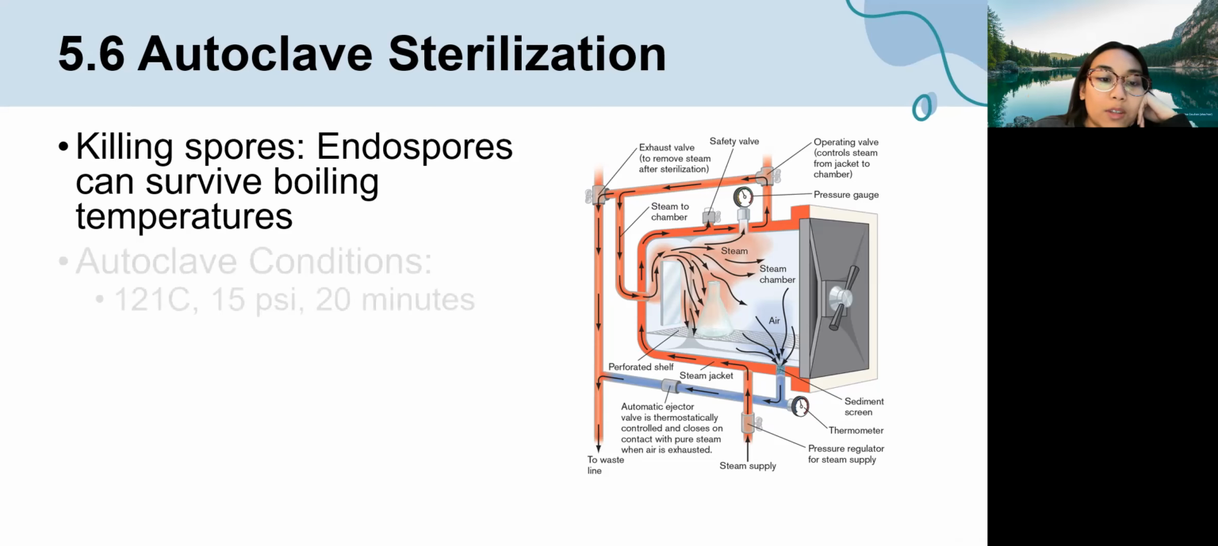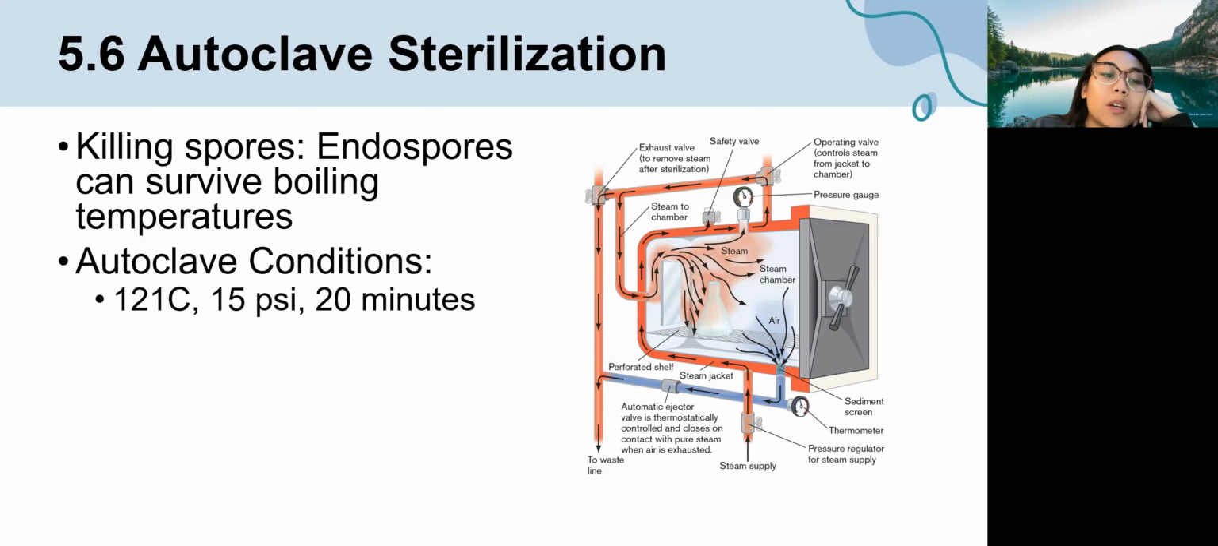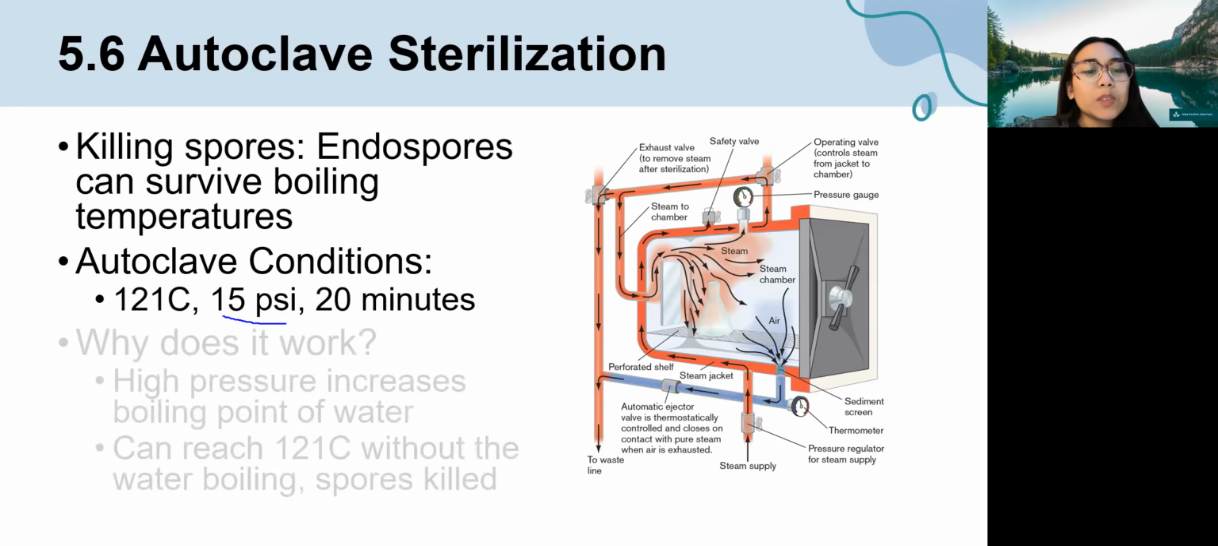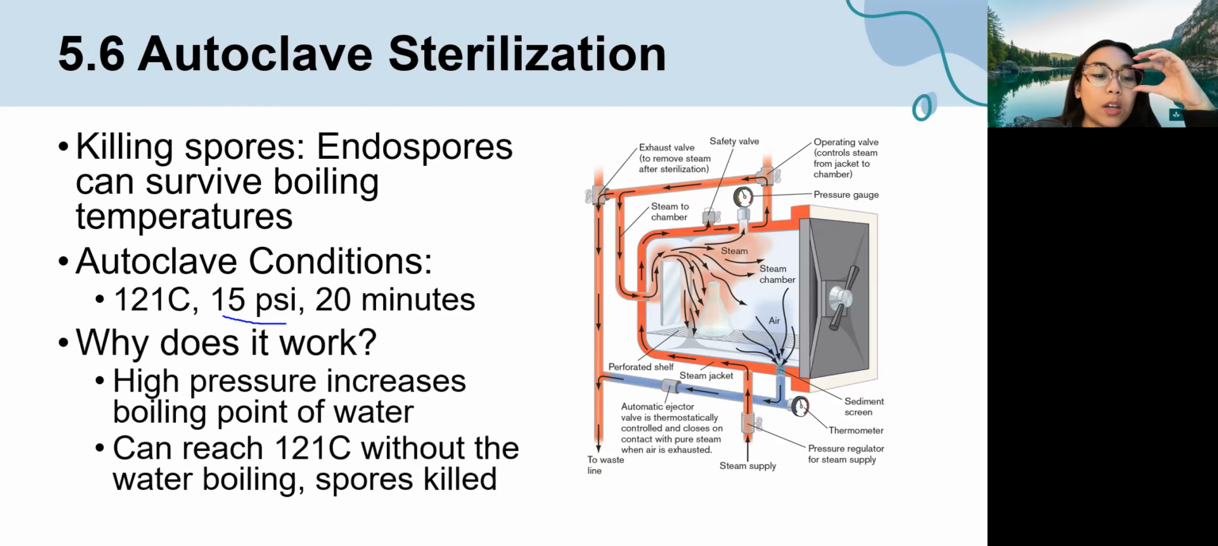And so the autoclave is the best way to alleviate this because we can reach 121 degrees Celsius and the pressure is 15 psi. And so you can do this for 20 minutes. Now, why does the autoclave work? Well, increases in pressure cause an increase in the boiling point. And I'm not going to go over the chemistry of it, so you're just going to have to review your general chemistry, but there's a relationship between pressure and boiling point. And so when you increase pressure, you increase the boiling temperature of water.